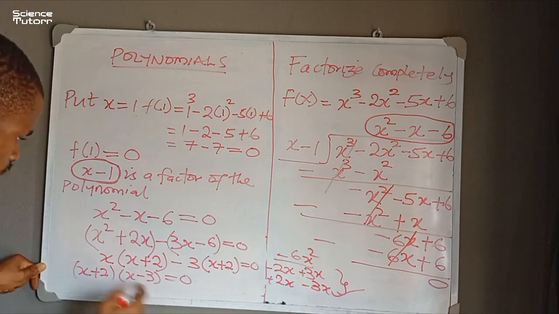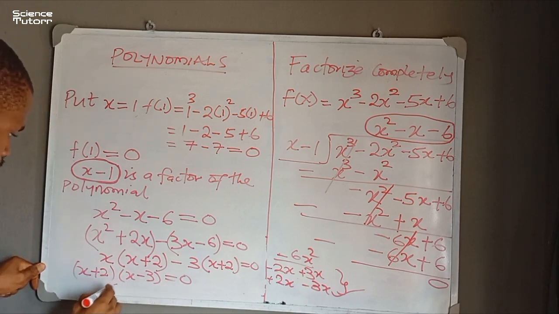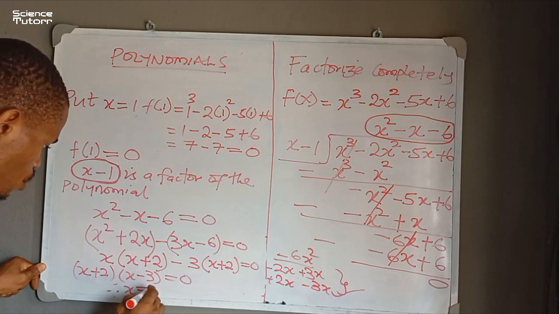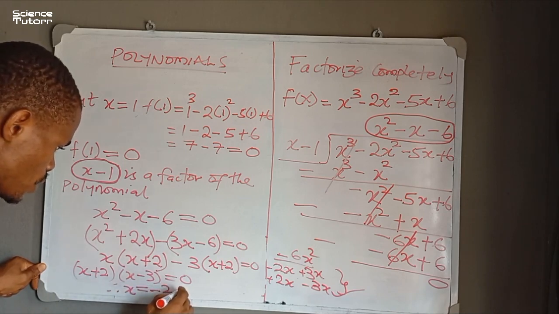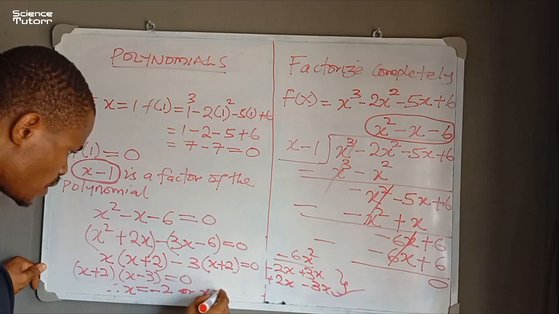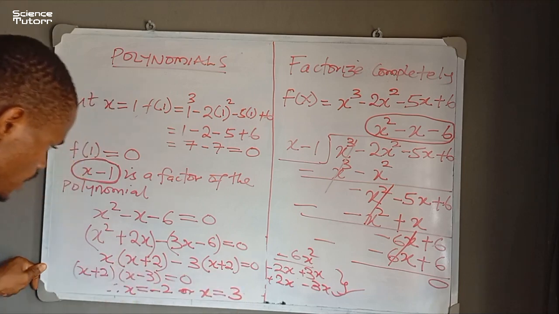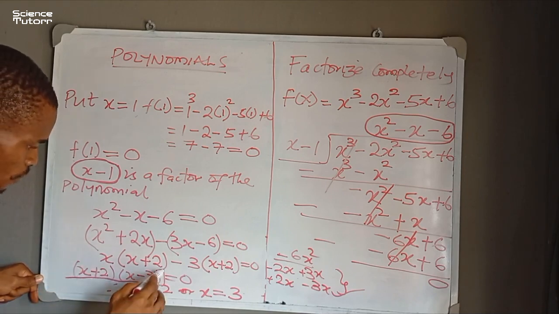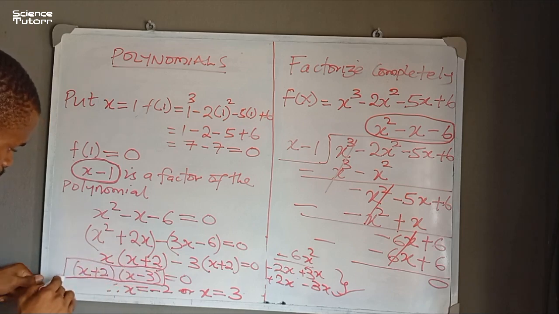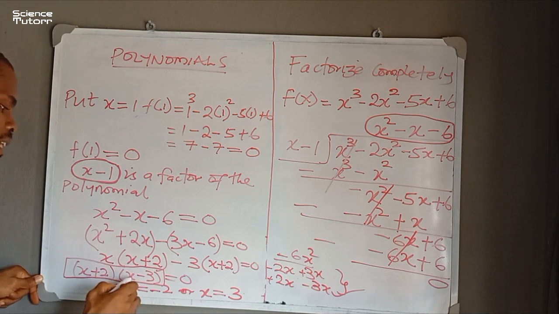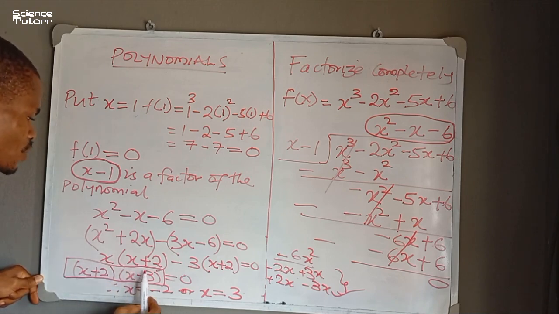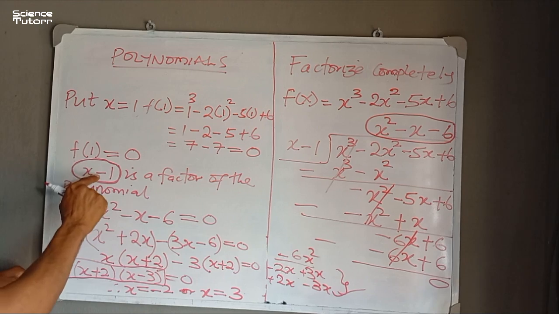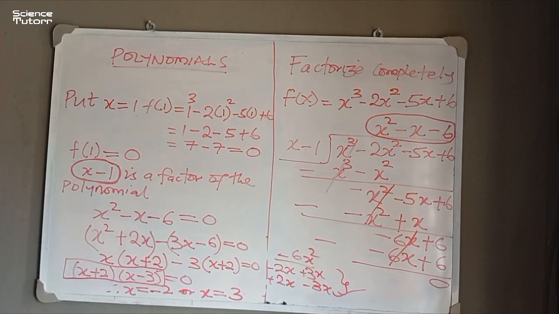At the end of the day, solving this equation simply gives us x equal to minus 2, or x is equal to 3. Bottom line is this: we have been able to obtain the other factors of the polynomial. The first one is x plus 2, and the second one is x minus 3. Together with the previous, we have x minus 1.